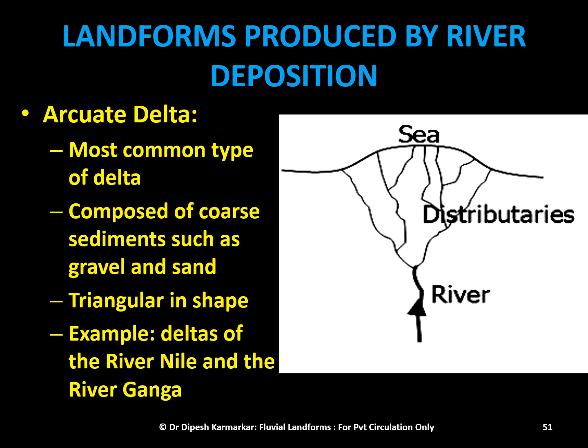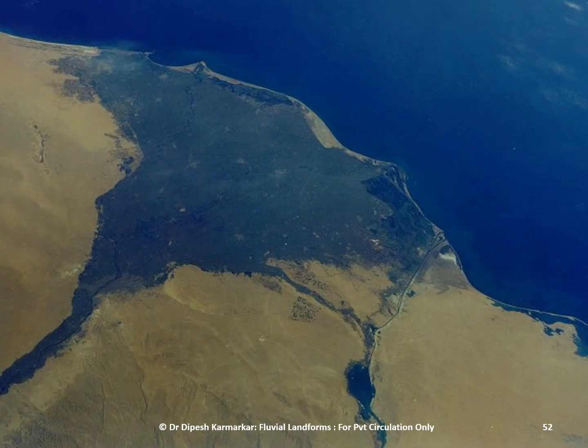Deltas can take different shapes. The arcuate delta is the most common type. It is composed of coarser sediments like gravel and sand and is usually triangular in shape. Good examples are the deltas of the river Nile and the river Ganga. This is a satellite view of a major arcuate delta showing its fan-like triangular shape. This is the delta of river Nile.